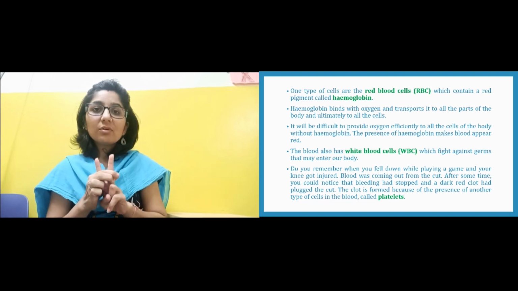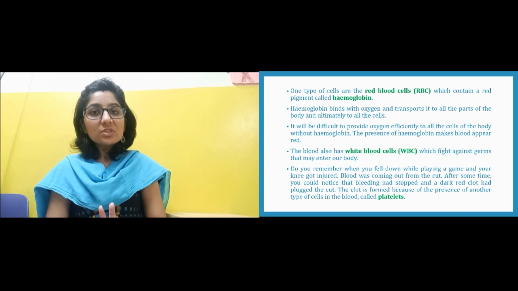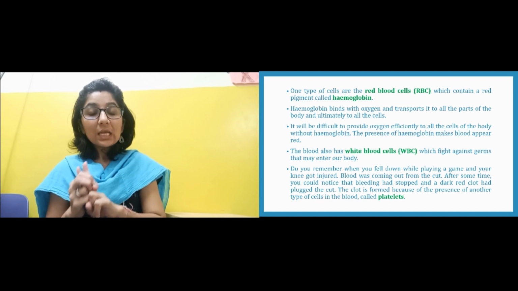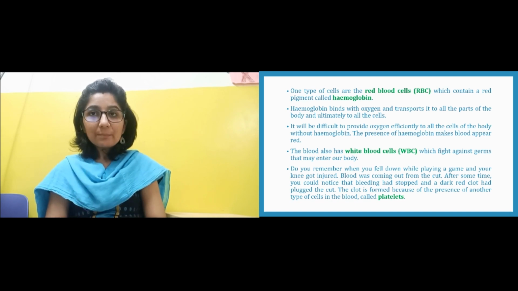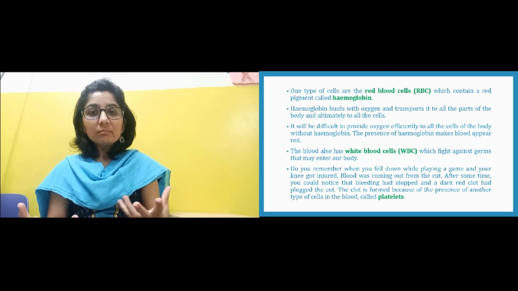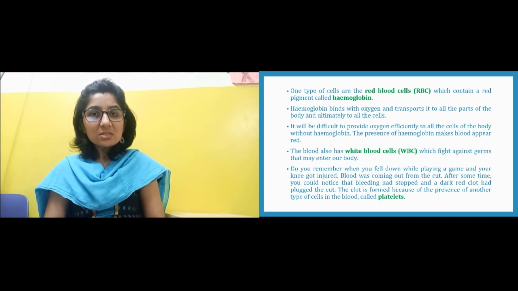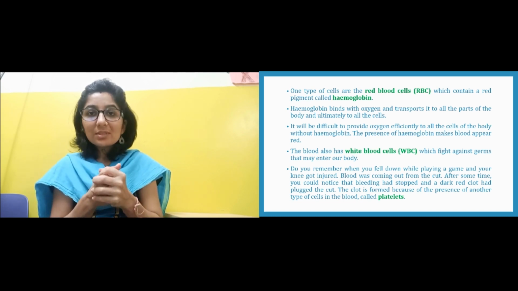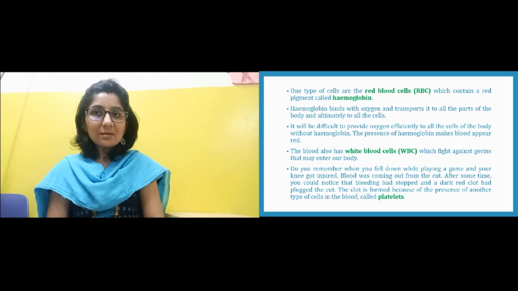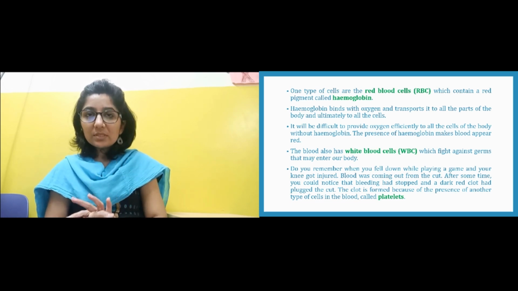And the second kind of cell, as I told you, is the WBC, that is the white blood cell. What is the function of this white blood cell? When any germs enter our body, the defense mechanism of our body fights against that germ, and hence our body is protected from the attack of germs, which may cause disease. So these white blood cells fight against the germs that may have entered our body. And this is about the WBCs and RBCs.